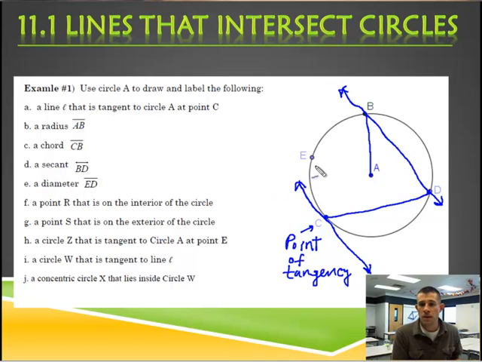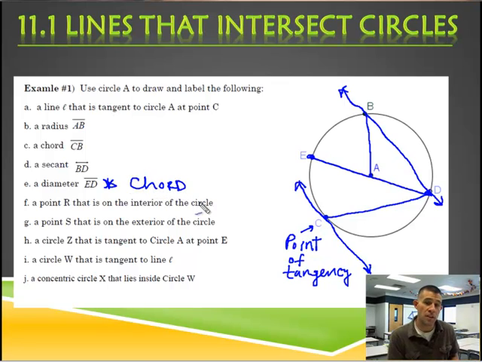A diameter ED. Diameter passes through the center. It's a line segment that passes through the center and has its endpoints on the circle as well. So an interesting thing about a diameter is that it is also a chord because it fits the definition for a chord. And that's simply that it has its two endpoints on the circle.